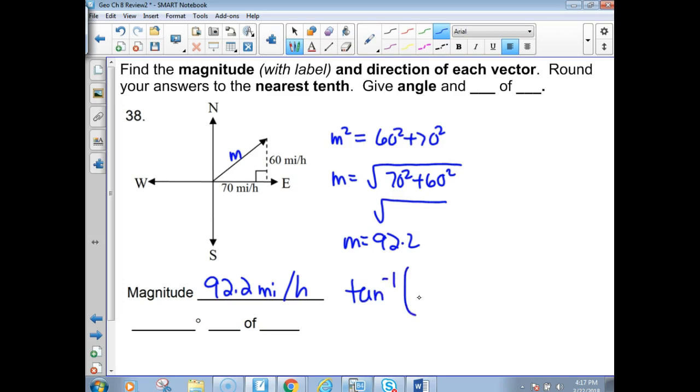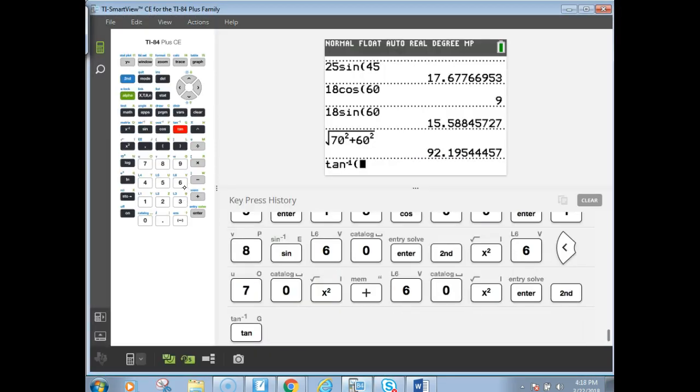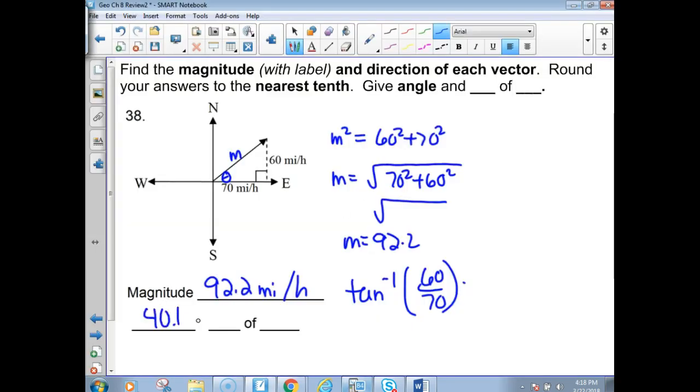To find the angle it makes with the x-axis right there, that's theta. Theta is equal to the inverse tangent of 60 over 70. You always do change in y on top, change in x on the bottom for the tangent. That's opposite over adjacent. Inverse tangent of that will give me my angle. Second tan, 60 divided by 70. I got 40.6 degrees, and that is north of east.